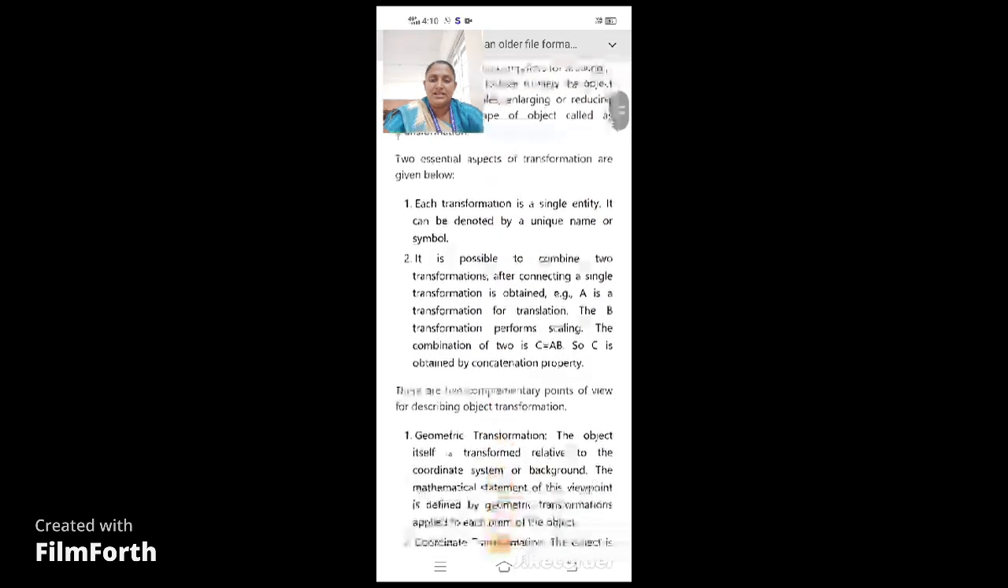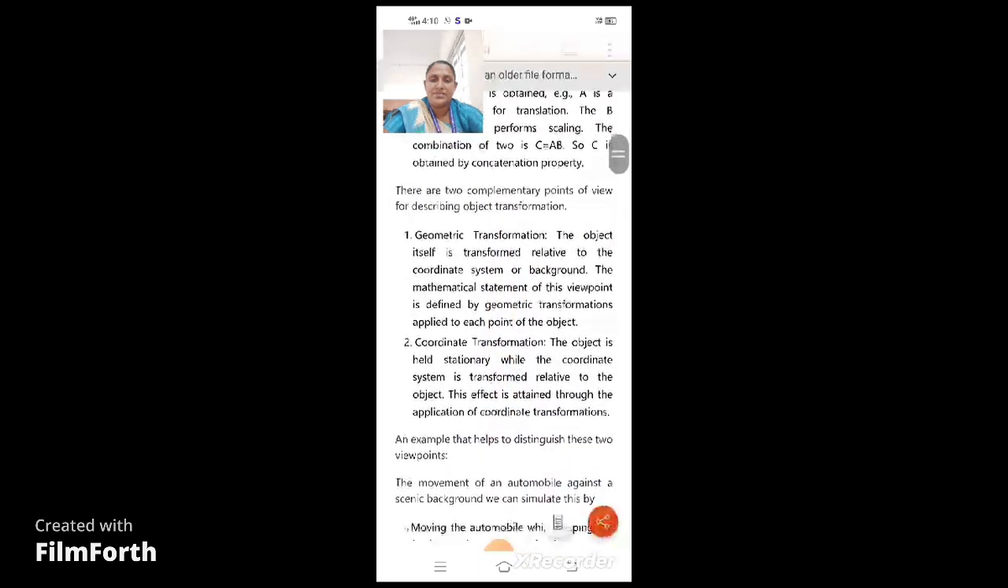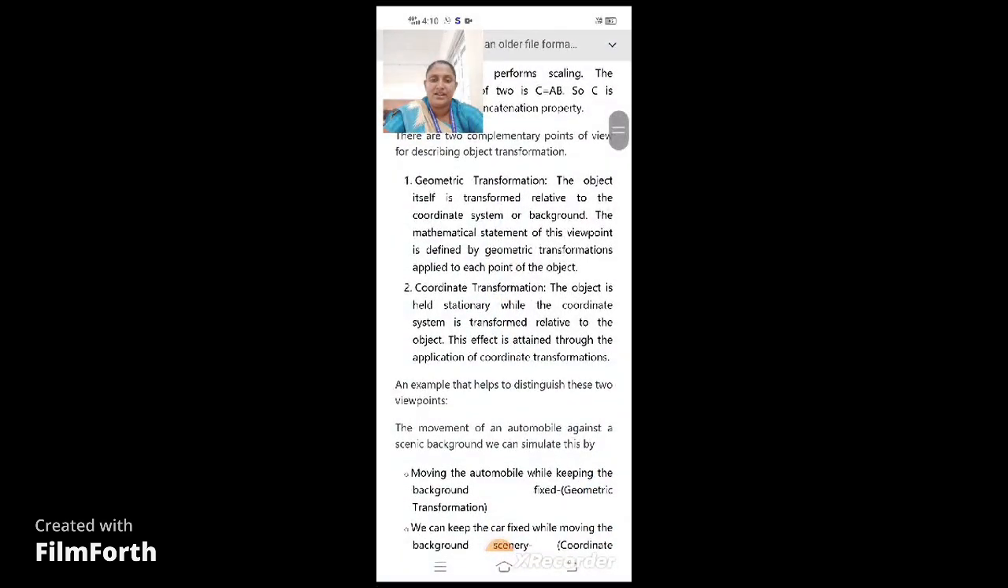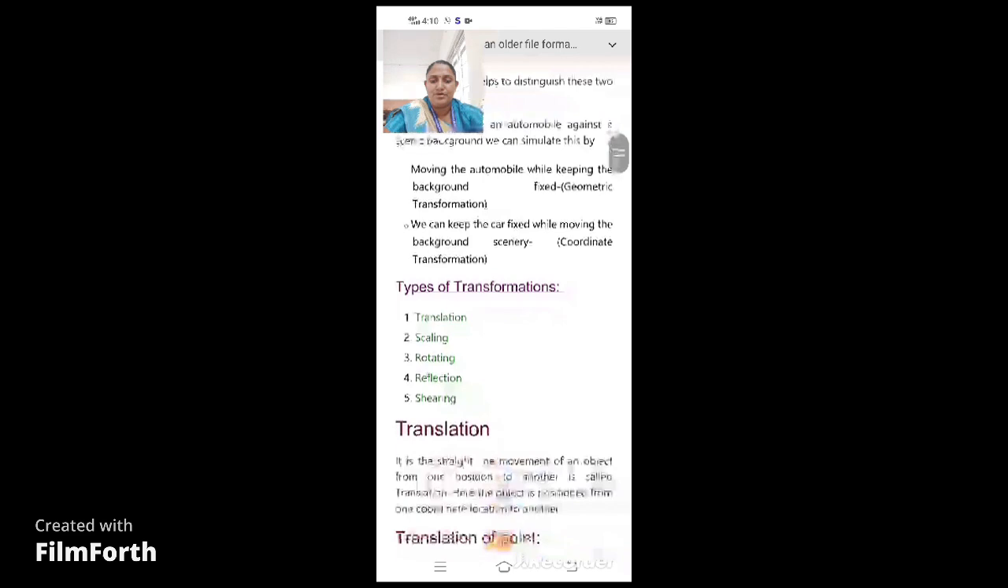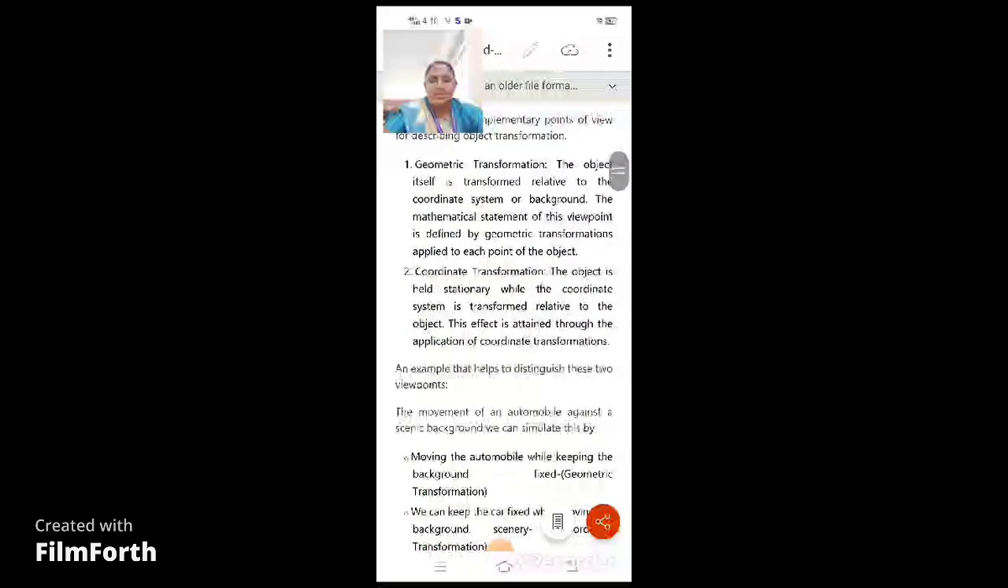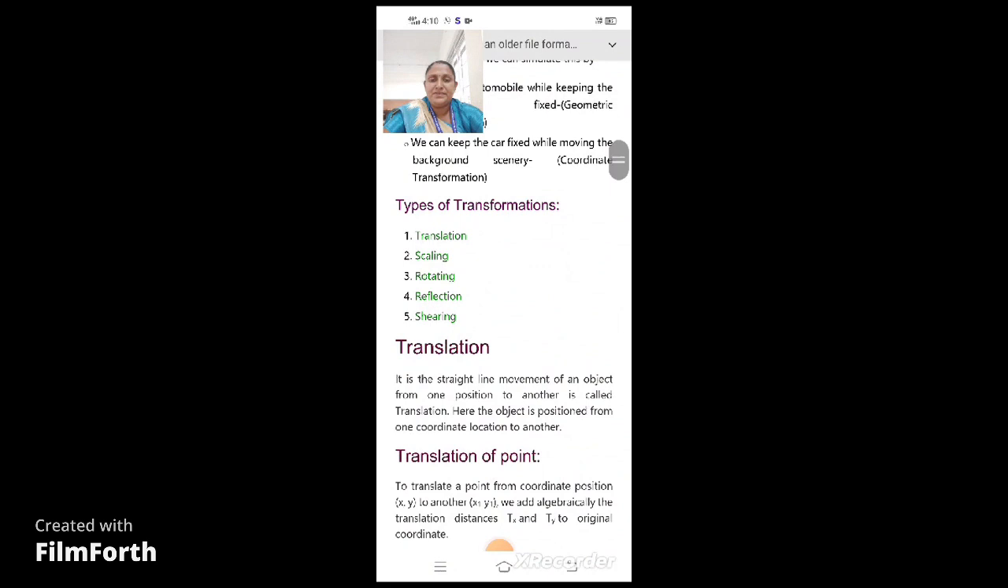So here the transformations we will see, there are two types of transformation. One is geometric transformation, another one is coordinate transformation. In geometric transformation, the background will not change, the object only will change from one place to another place. In coordinate transformation, the object will not change, the background will change from one place to another place. That is called coordinate transformation.